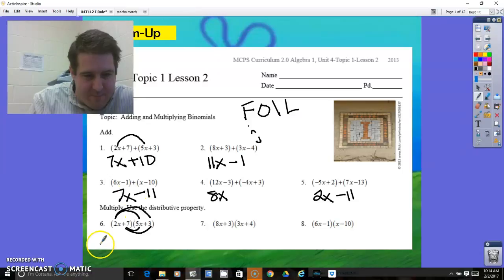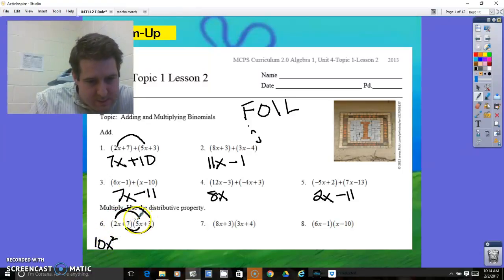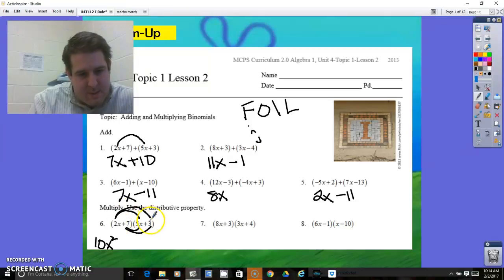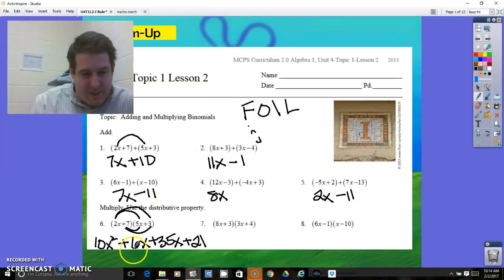So 2x times 5x is 10x squared, like we've done in other videos. Outers, so that'd be 2x times 3 makes 6x. Inners, 7 times 5x makes 35x. And last, 7 times 3 is 21. Now I can combine the two like terms in the middle. 6x plus 35x makes 41x, and bring everything else down.